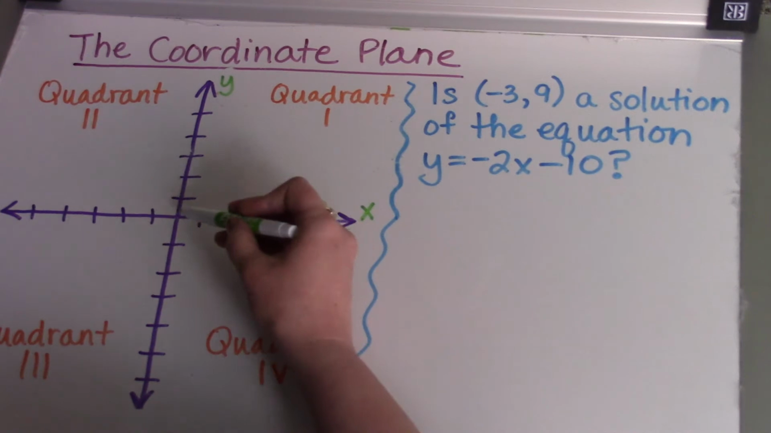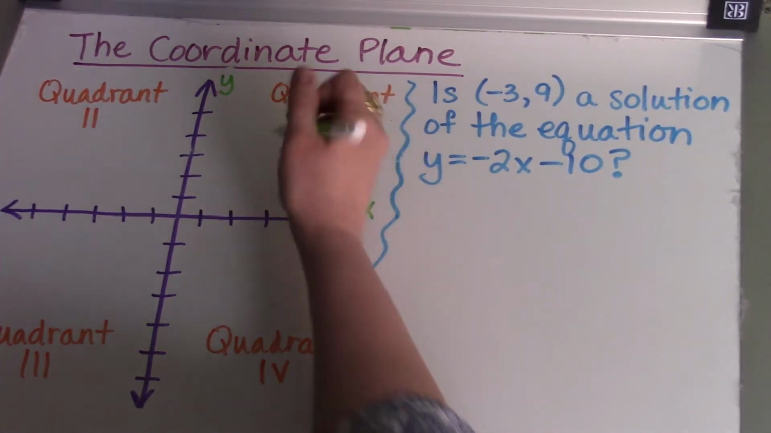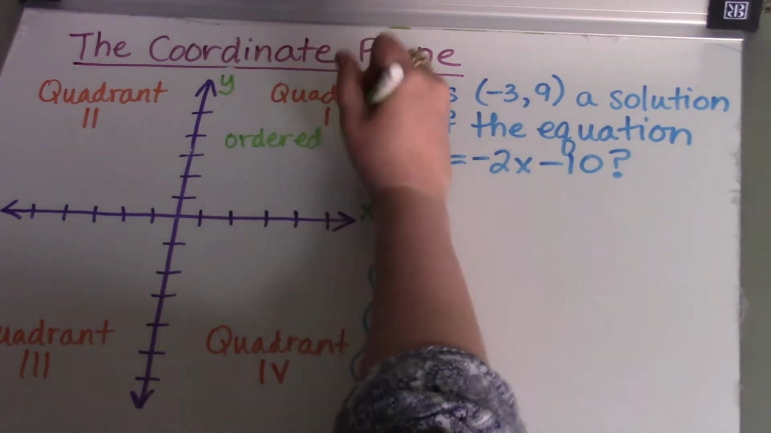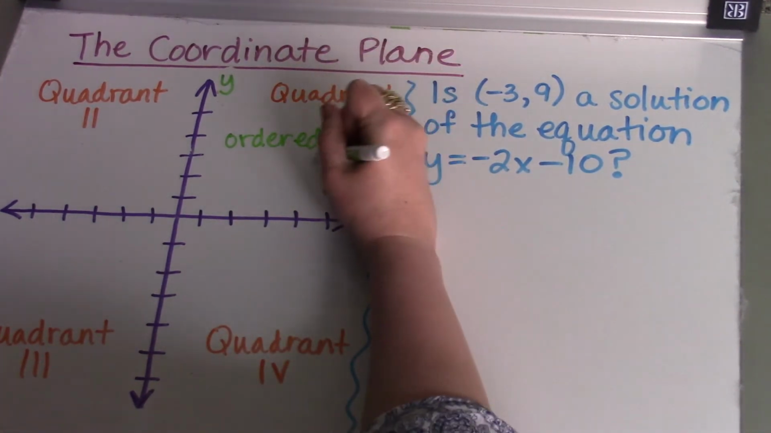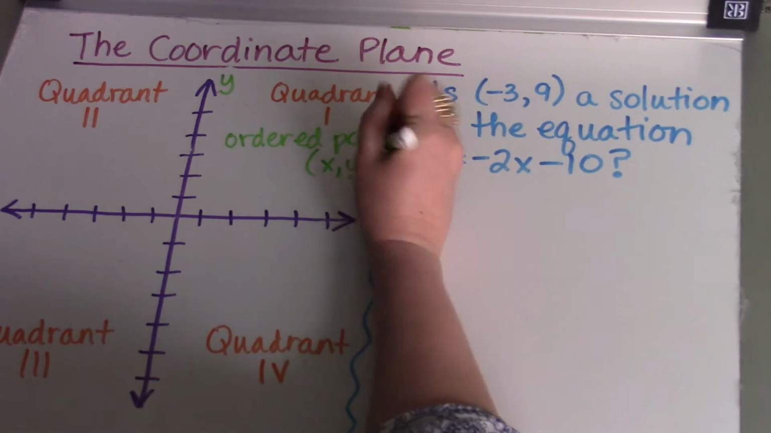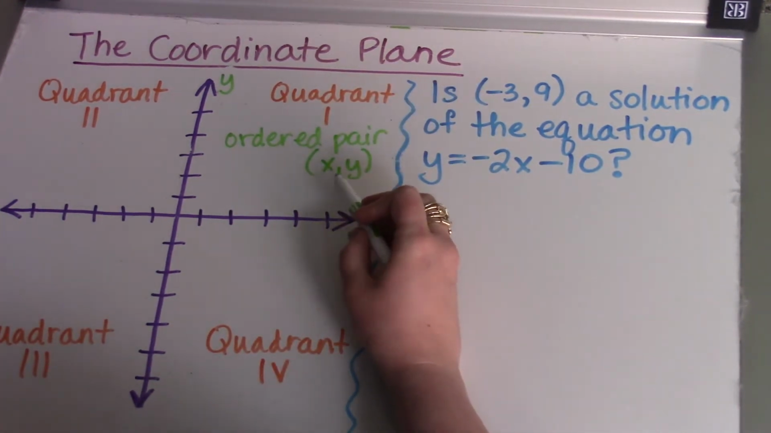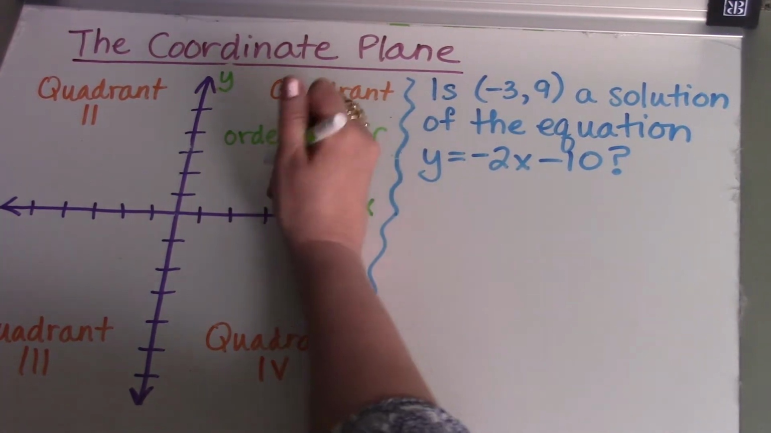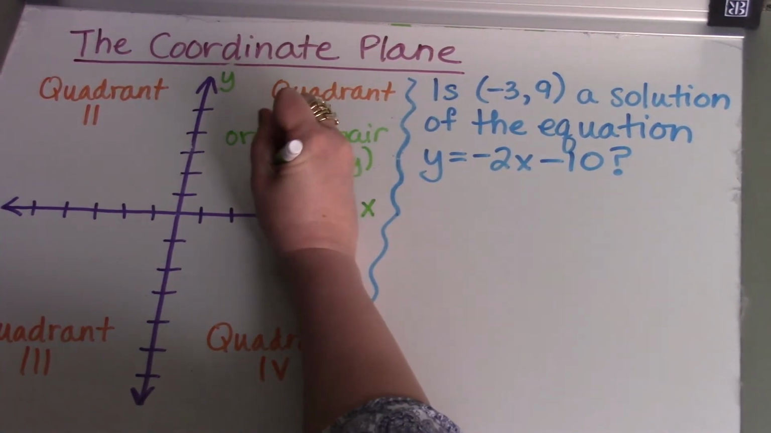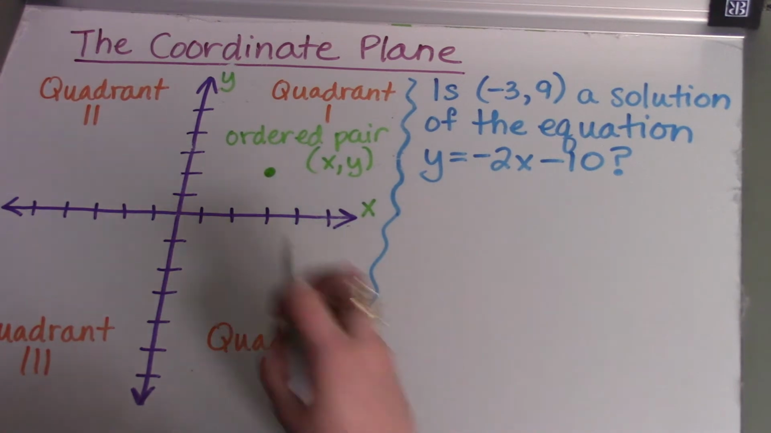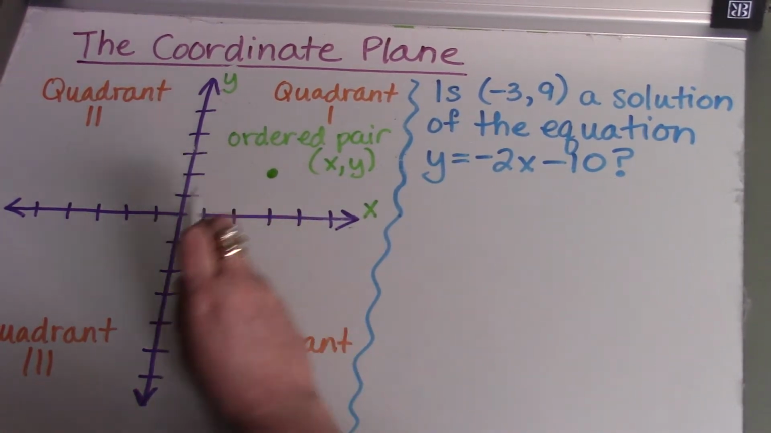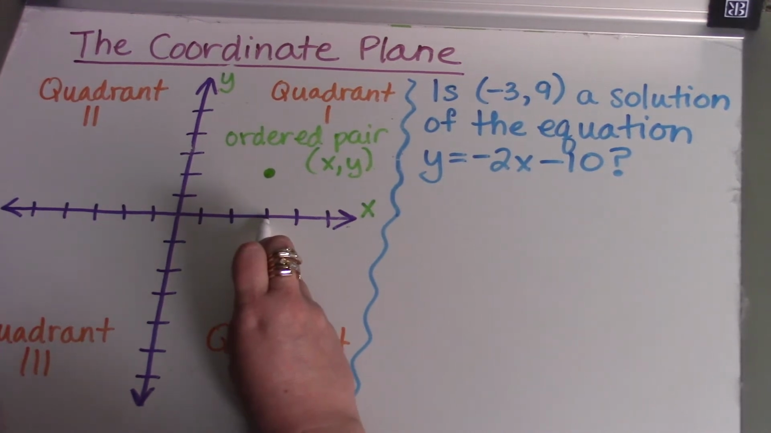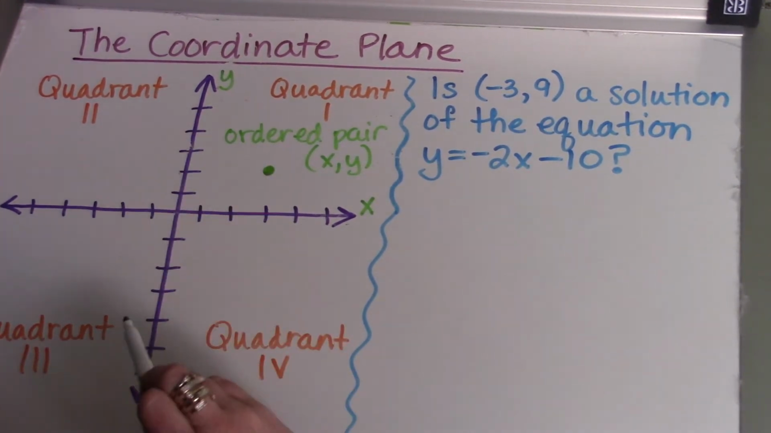In the coordinate plane, you can plot points using ordered pairs. An ordered pair is always made up of two coordinates, the x-coordinate first, comma, and then the y-coordinate second. So if I had a point here in the coordinate plane, I would write down the ordered pair that goes with that point by first counting the number of spaces that I move on the x-axis and then the number of spaces that I move on the y-axis to get to that point.